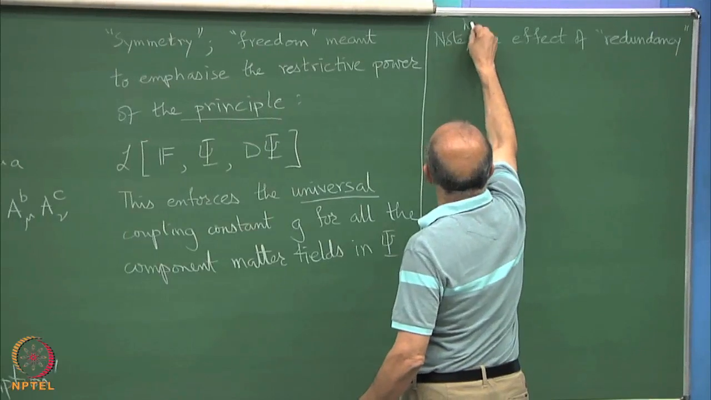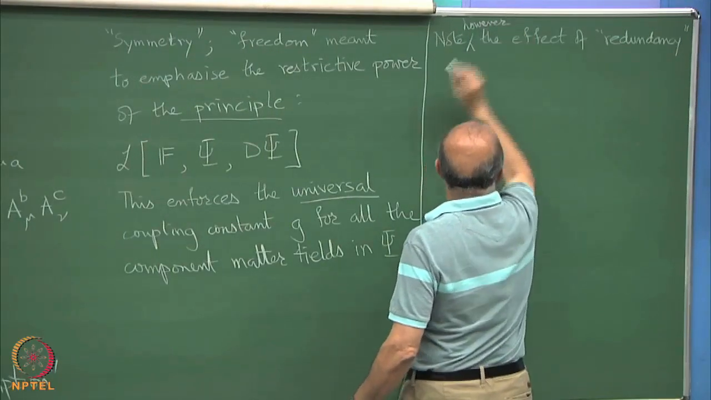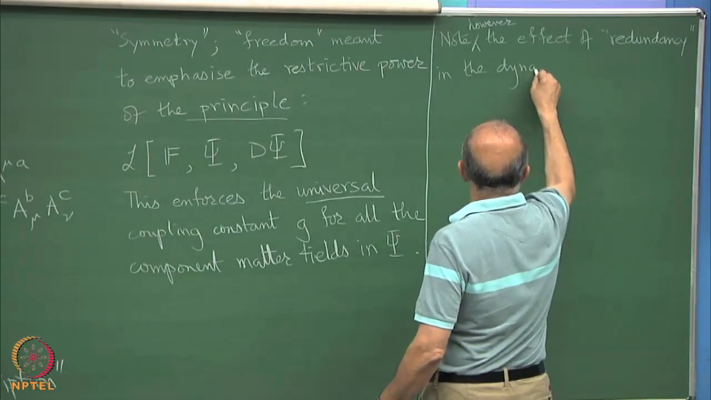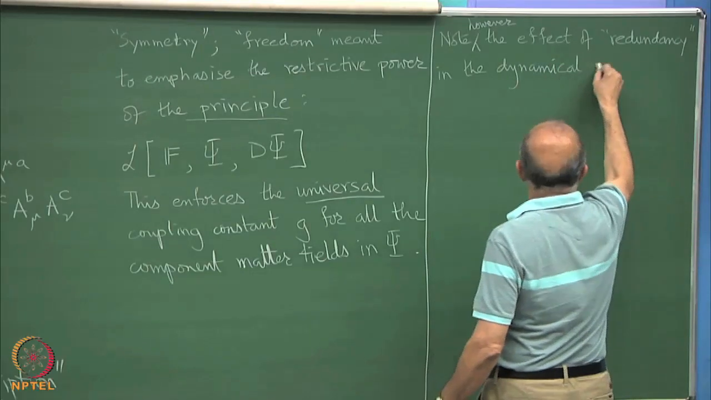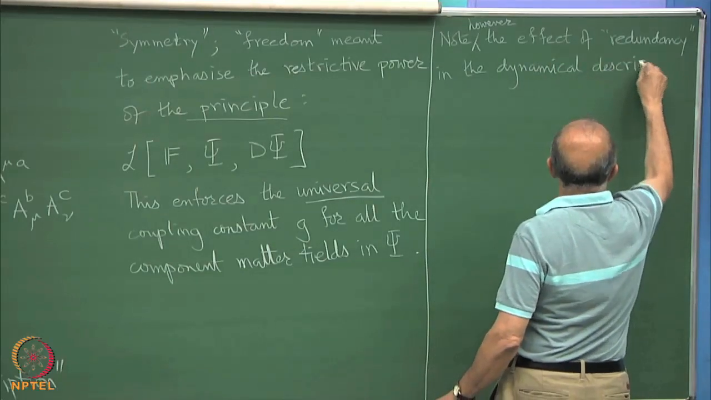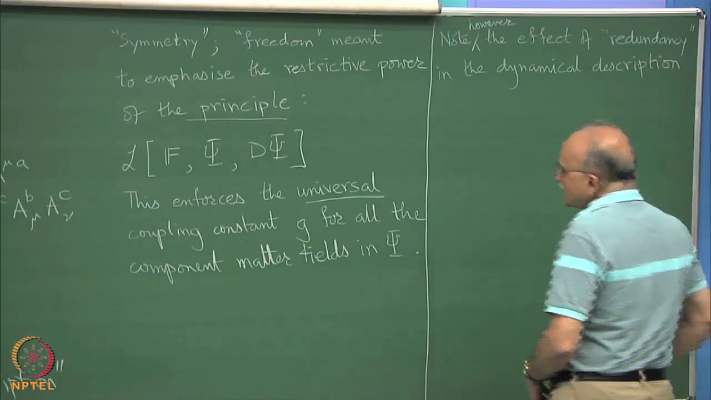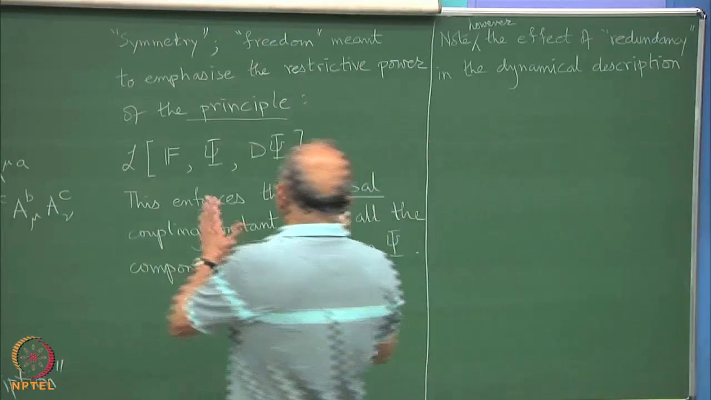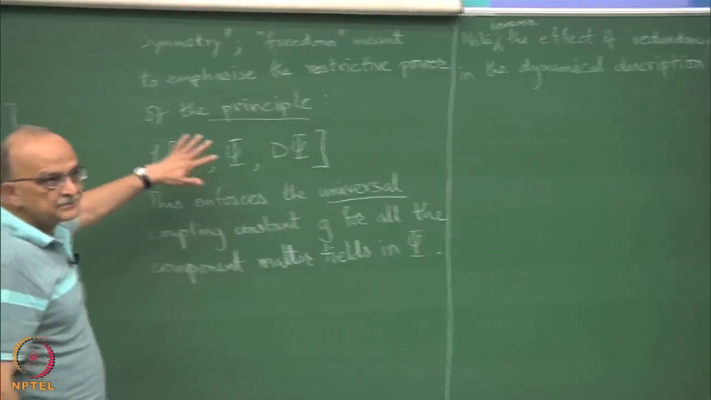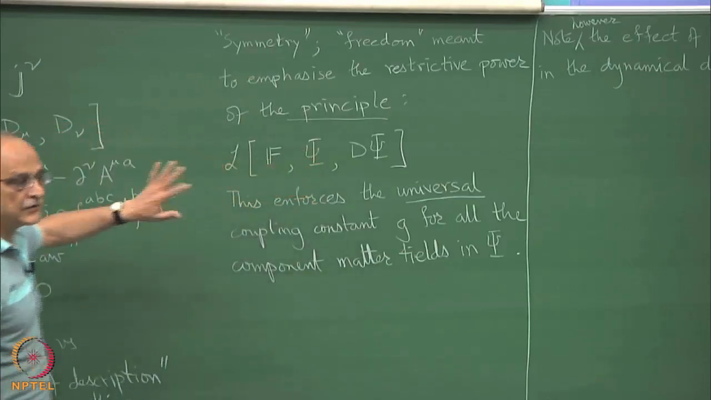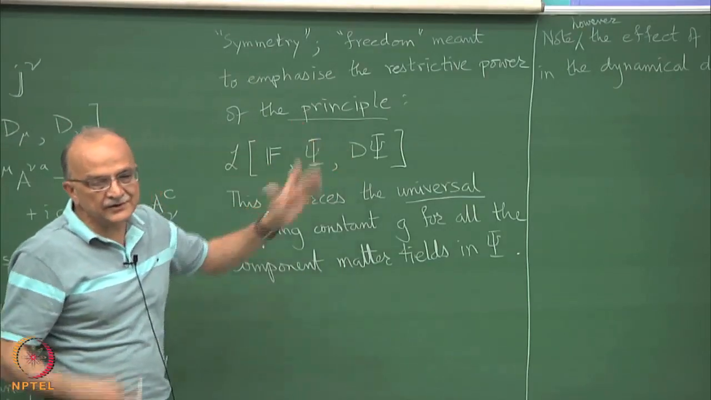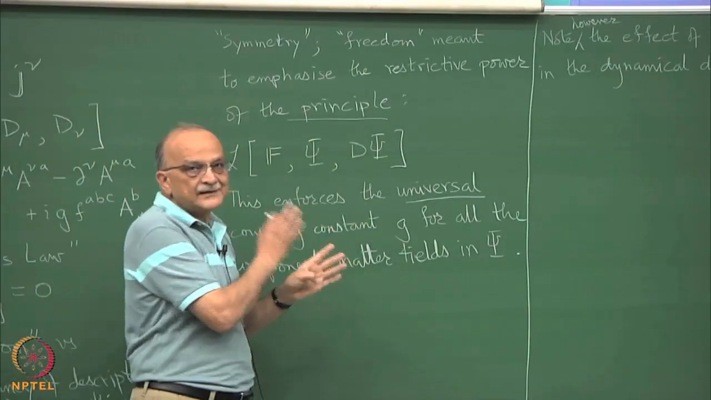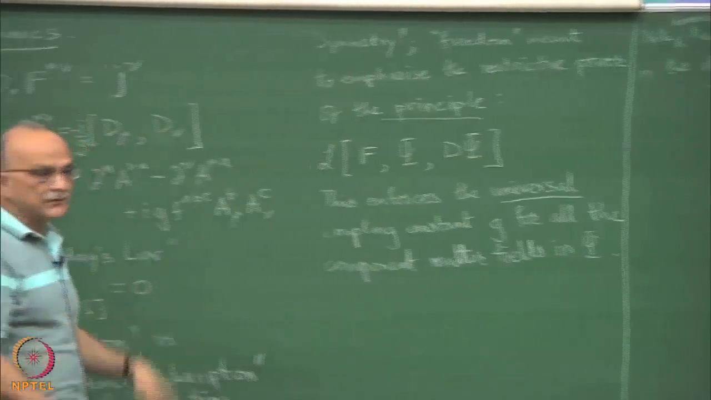Note, however, in the dynamical description, firstly, the thing is that it allows you to define the Lagrangian very elegantly. But once you have defined the Lagrangian, all kinds of superfluous terms that you would be worried whether to include or not are gone. Not only that, a lot of the terms have exactly the same coefficients. So it's a very powerful restriction.